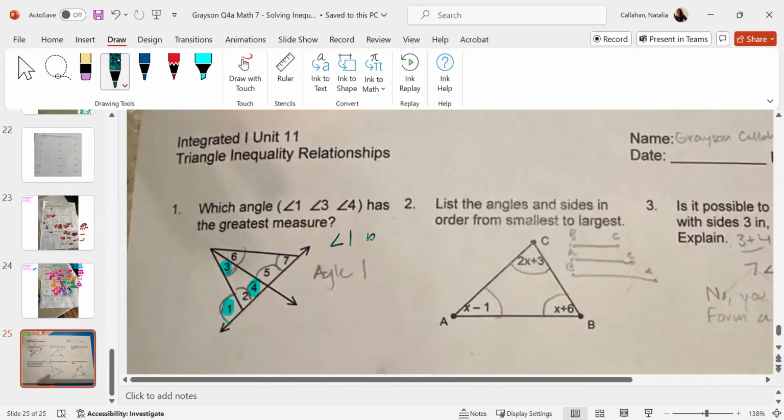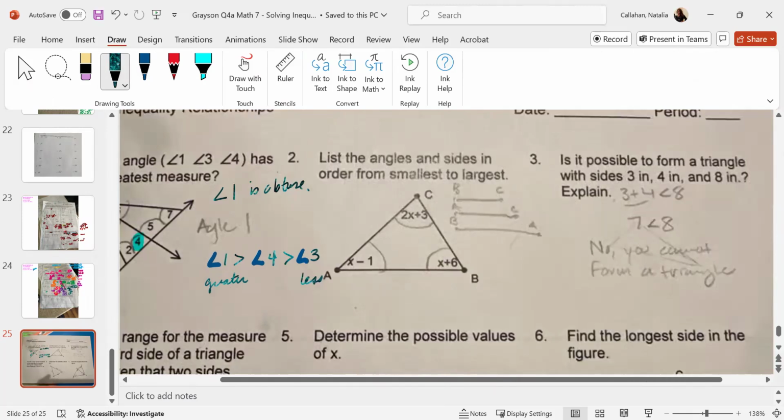Angle 1 is obtuse, right? And then you just say angle 1 is greater, right? Followed by angle 4, followed by angle 3. Be careful with the angle symbol and the greater symbol. So angle 1, angle 4, angle 3. You see that? So this is greater. Greater, less, okay?